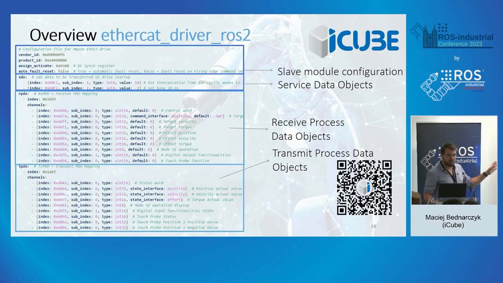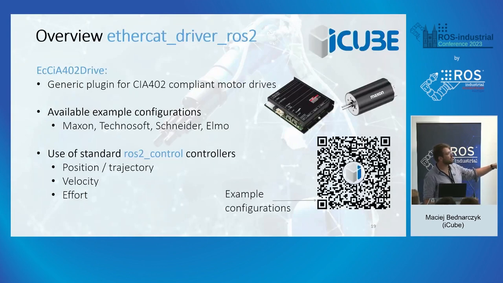And that is it that you need to do. And what we provide, for example, in one of our Git repos is pre-configured drives for different components. Here, for example, we have some pre-configured Maxon, Technosoft, Schneider, and Elmo drives, configuration files that you can use to start working with if you want to deploy it on your systems, and then you can start from there to modify them to fit your needs.